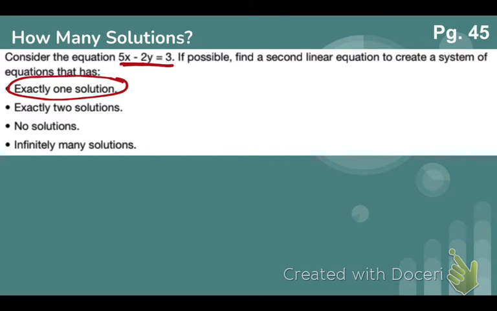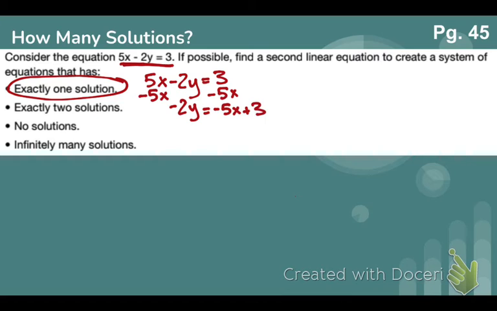So how do we move this into slope-intercept form? We can add the 5x. Yeah, we subtract the 5x. Okay. Then what would I do? I'd divide by -2.